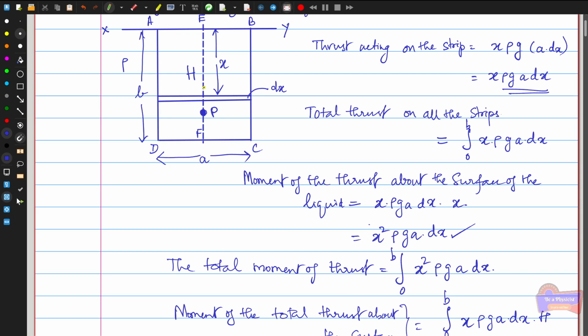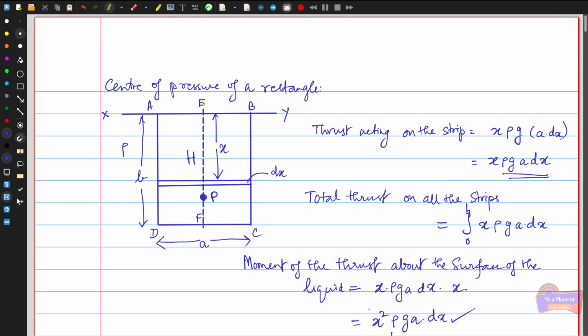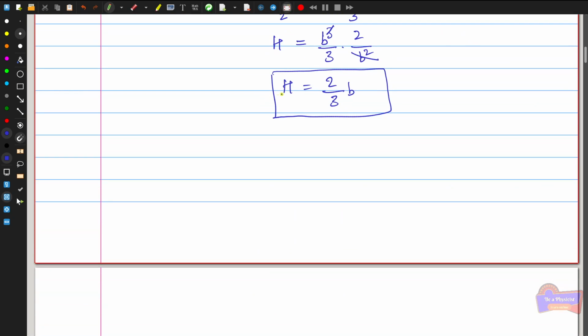The thrust of every elementary strip acts on the midpoint of any geometrical object, so the center of pressure lies at this point, anywhere on this line E and F, which is the midpoint of the rectangular bar. Okay, so now we have found the center of pressure of the rectangular lamina, which is h equal to 2 divided by 3 into b.